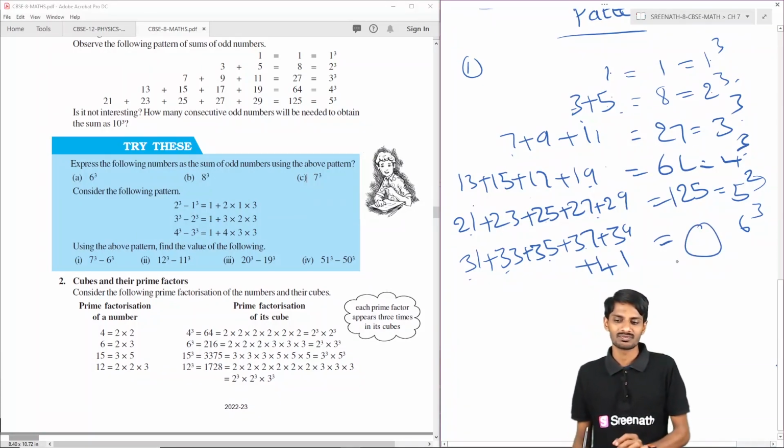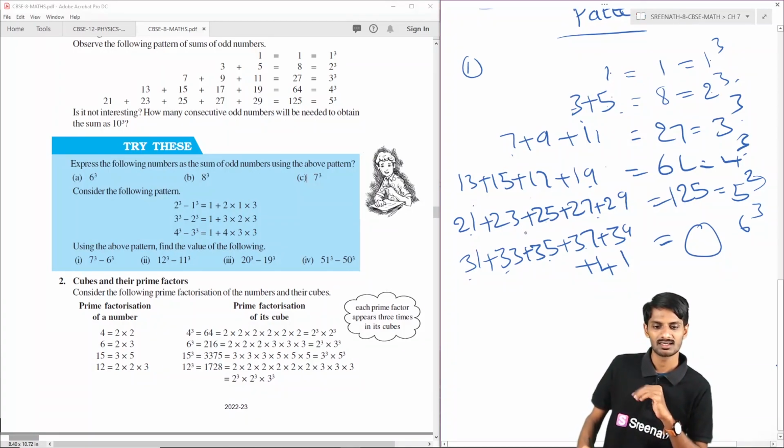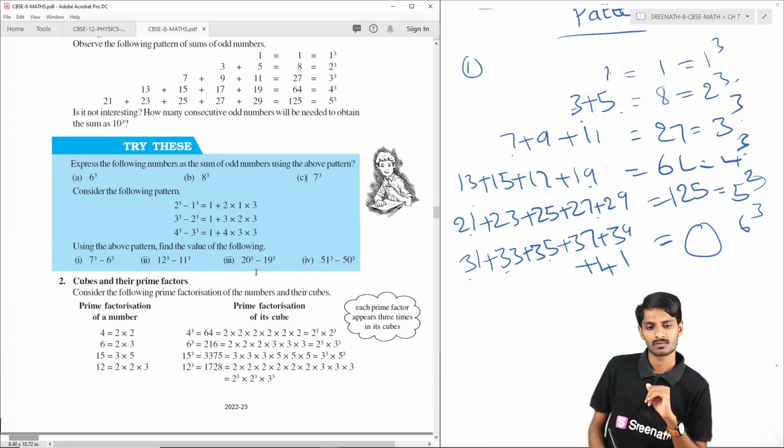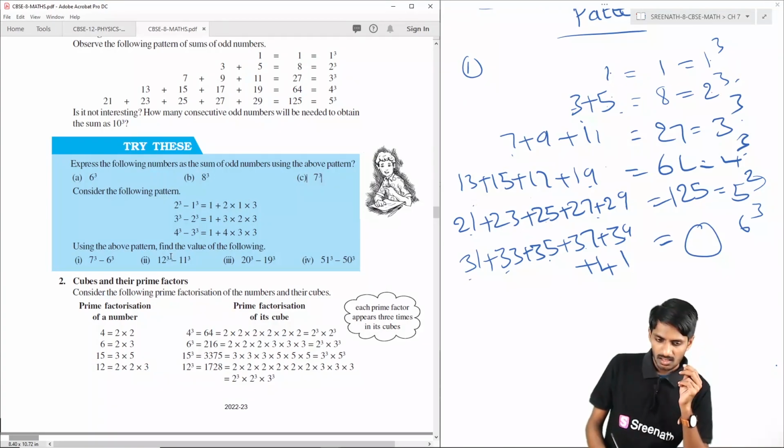Comment below. Obviously you will get the answer, students. Like that you have to express these things. And using the above pattern, find the values of the following. So you can find these values also.